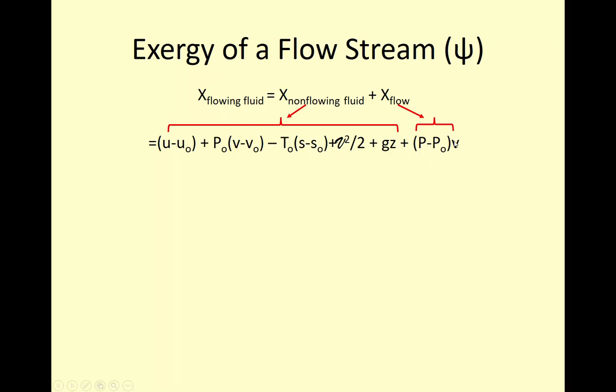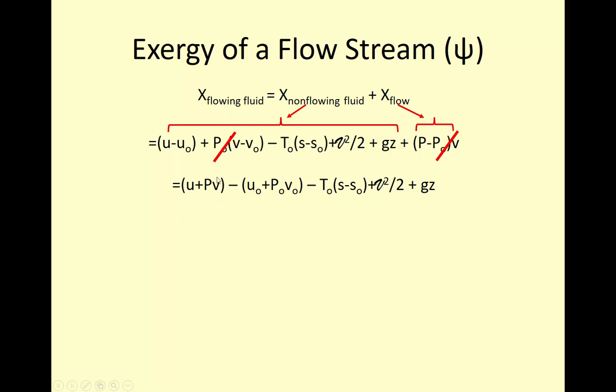So we now have this additional term on this part of the equation, the P minus P naught times the volume. So the change in pressure times the volume is analogous to a flow work, but we're looking at it as flow exergy. So when we add that term onto the equation, we find that it actually cancels out with this part of the equation. So we can collect terms and rearrange. We find that we have this U plus PV minus U naught plus PV naught minus T times S minus S naught plus the V squared over 2 plus GZ.